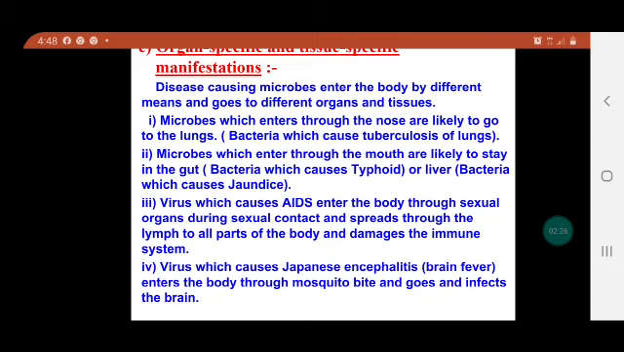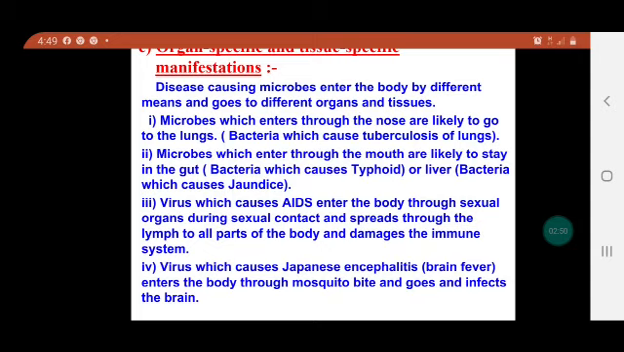Especially the virus which causes Japanese encephalitis. You know what is Japanese encephalitis? It is called brain fever. This virus also enters our body through mosquito bite. But it goes to the brain and causes encephalitis. Okay?